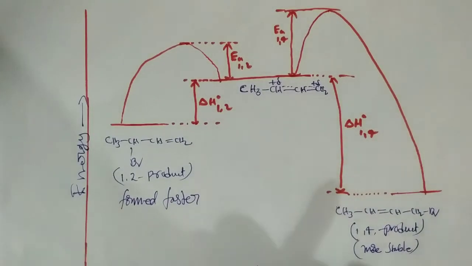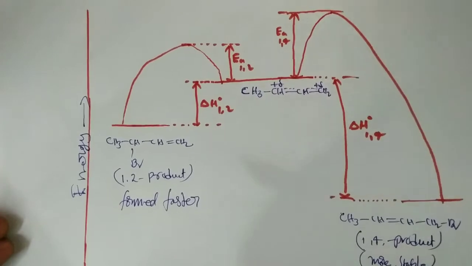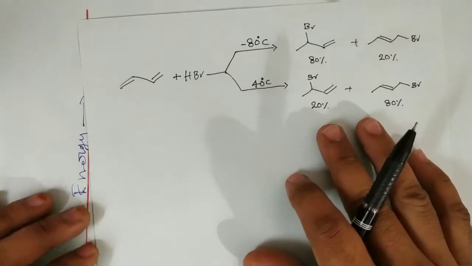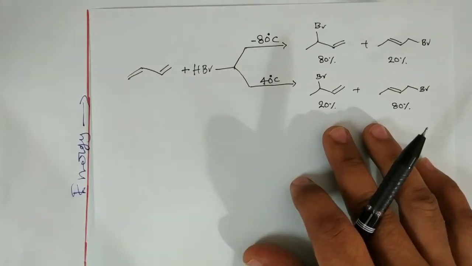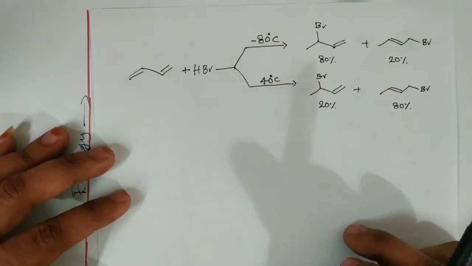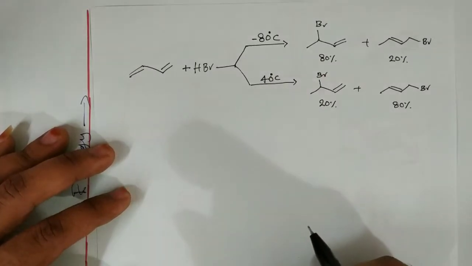Hello students, in this video let us discuss conjugate addition of dienes. That means it is an electrophilic addition reaction on dienes. In general, dienes are classified into three types: conjugated dienes, cumulated dienes, and non-conjugated, that means isolated dienes. In this session we will discuss the electrophilic addition reactions on diene molecules.